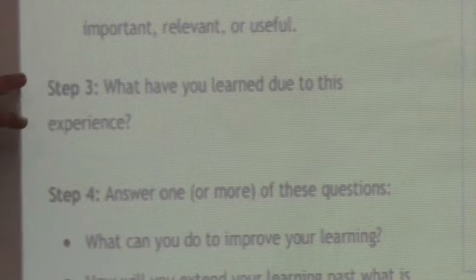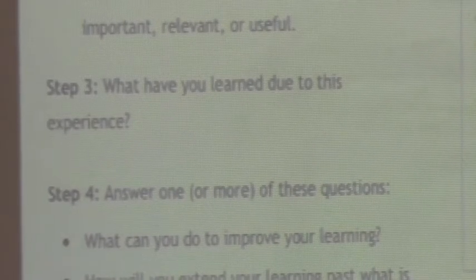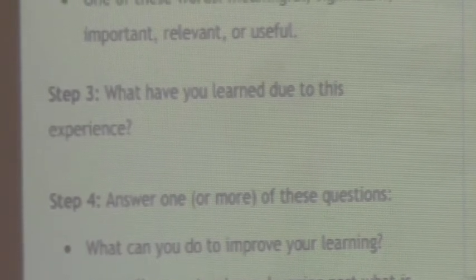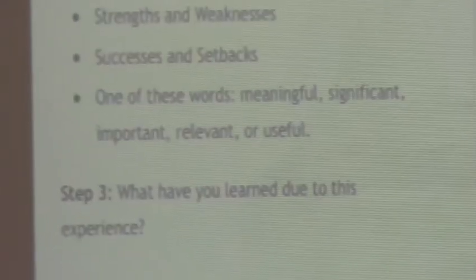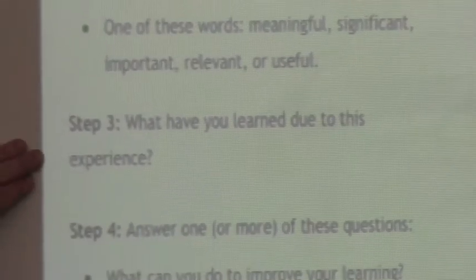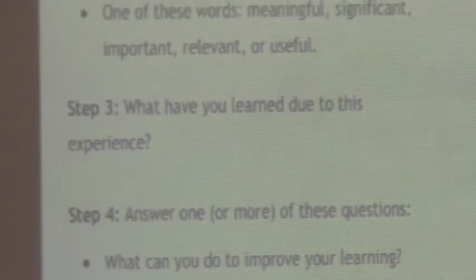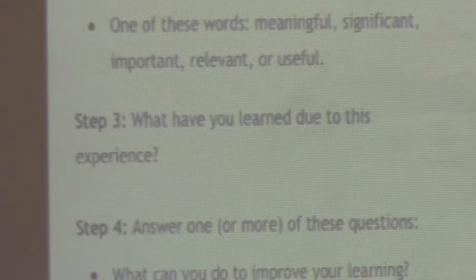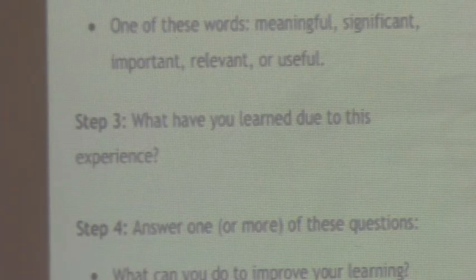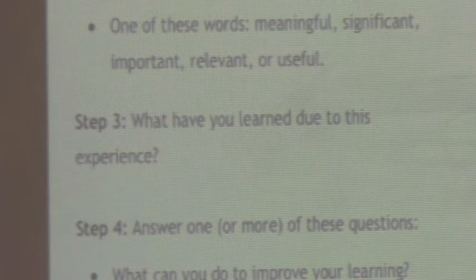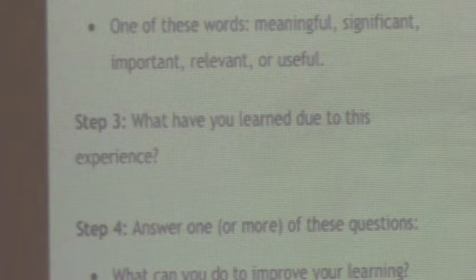2 more steps. Step 3. After you talk about what was hard, what was easy, what was positive, what was negative, what was a strength of mine and what was a weakness of mine, whatever. Once you're done with that, we're going to ask you to respond to what you have learned due to this experience. So this and this was hard, this and this was easy, but I learned over the course of this unit blank, blank, blank, blank, blank, blank, blank. Hopefully a lot of stuff.